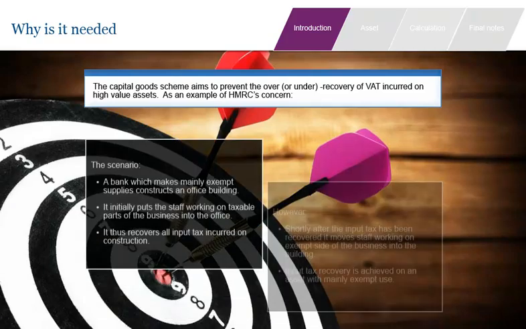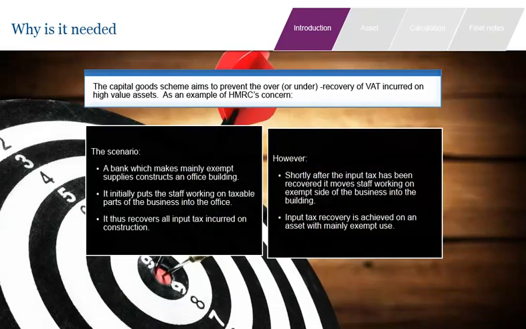So, why is the capital goods scheme needed? To give an example of what HMRC is seeking to avoid, let us take a bank, which makes mainly exempt supplies and constructs an office building. It recovers all of the VAT incurred because initially it puts staff working on the taxable parts of the business in it. But after input tax has been recovered, it moves staff who work on the exempt side of the business into the building. The bank is thus using an asset on which input tax has been recovered for an exempt purpose. The capital goods scheme aims to avoid this by making our hypothetical bank adjust its input tax recovery over the first 10 years of the asset's life.